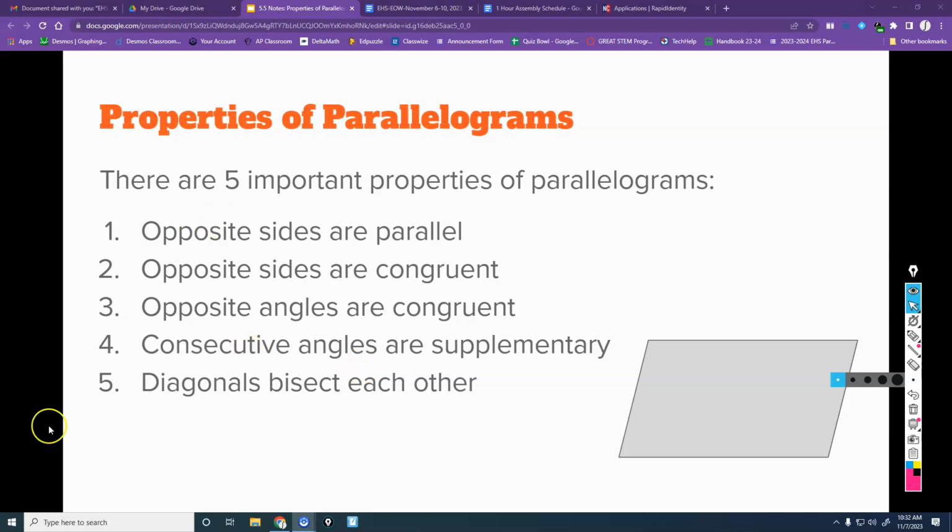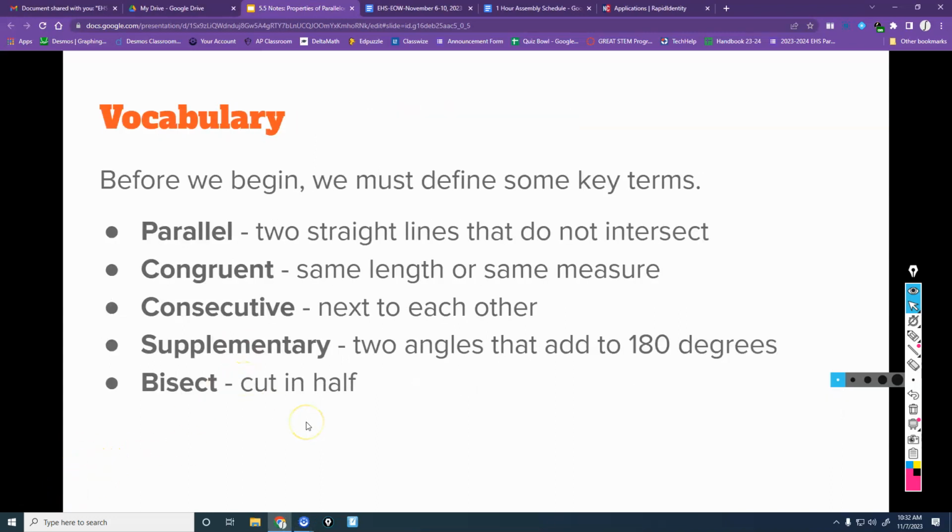Must know. All right, so opposite sides are parallel. Opposite sides are congruent. Opposite angles are congruent. Consecutive angles are supplementary. And diagonals bisect each other. I'm not going to go into those in detail right now because each slide is going to go into those here. So, some vocabulary before we get started going into this.